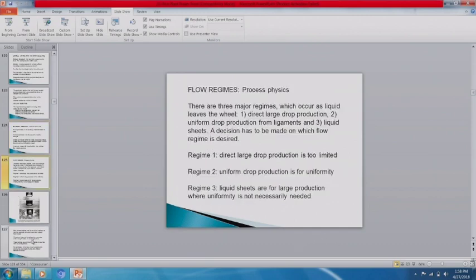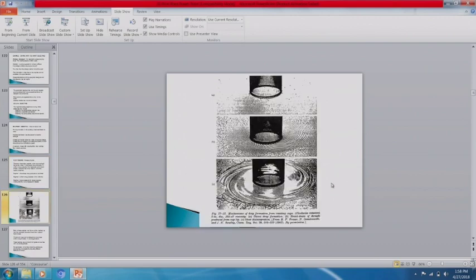Flow regimes. Probably the best way of showing flow regimes is right here. You have direct drop production sitting here, and here you have sheet formation down here. And then you have the drops being formed in the outer perimeter of this sheet. And so we have direct drop production and sheet. And in between is this regime right here. And my question to you is, there are several things about this regime I'd like to point out.